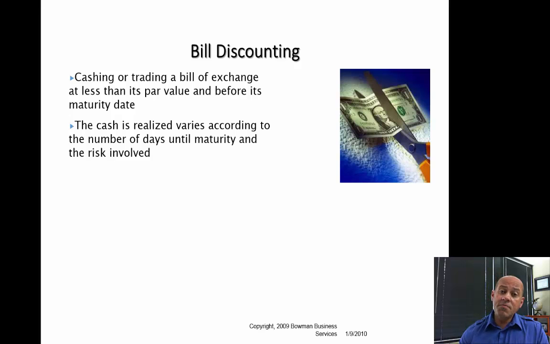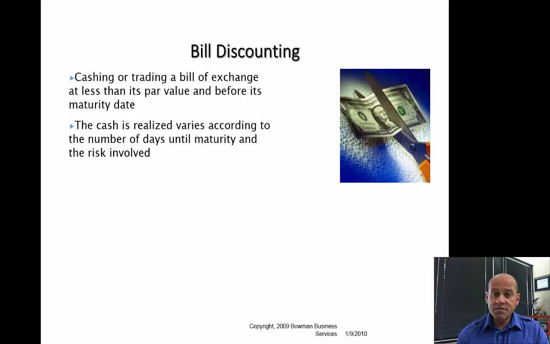So in other words, if they perform, they know that they will get paid within a certain amount of days after acceptance. So it's a very good way of offering what feels like open account terms, but mitigating or reducing their risk by using a letter of credit.